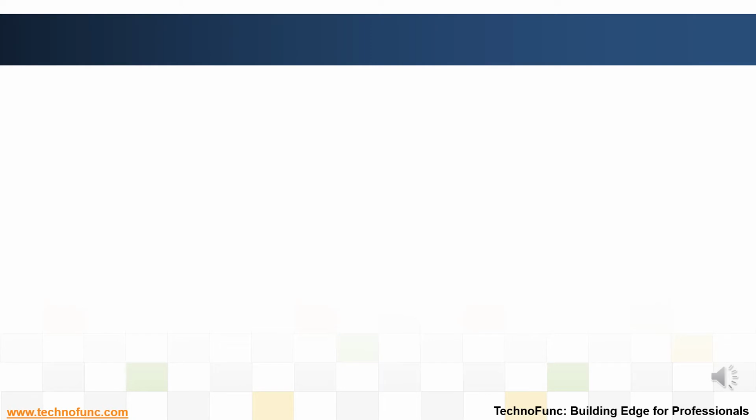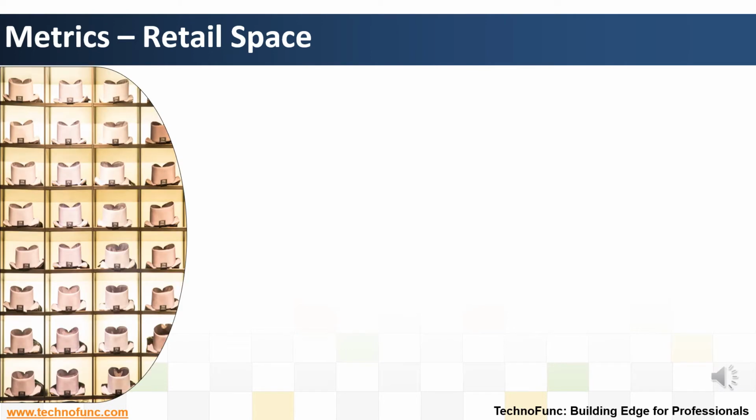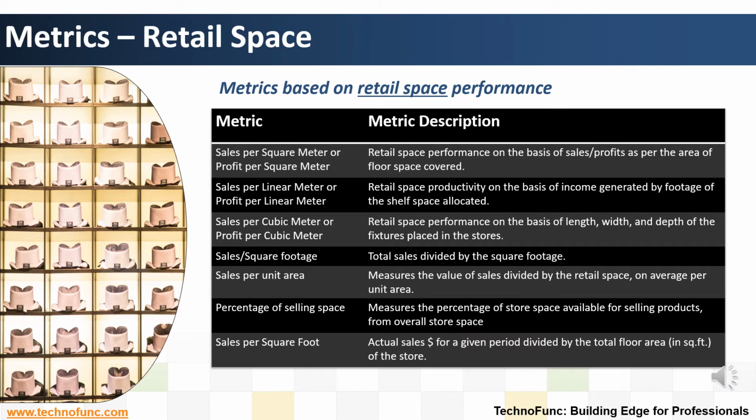You can measure the performance of your retail business by defining metrics that are based on retail space performance. Some key examples widely used across the industry are: the first one is sales per square meter or profit per square meter. It measures the retail space performance on the basis of sales or profits as per the area of floor space covered. This measure is conducive to use when only a single layer of merchandise is displayed and various types of fixtures are placed. This is a common measure for fashion retailing.